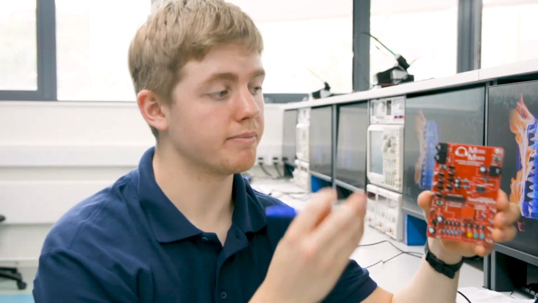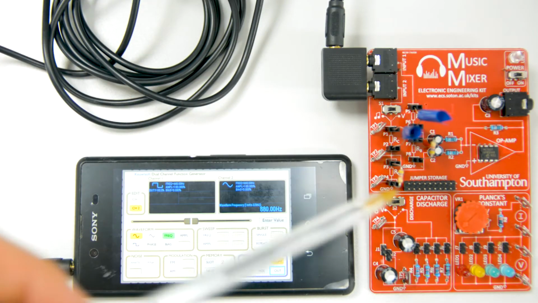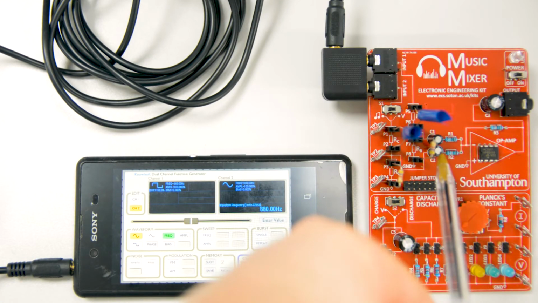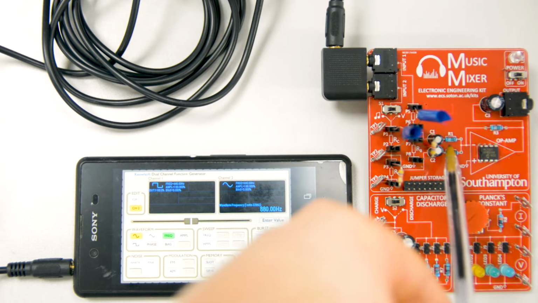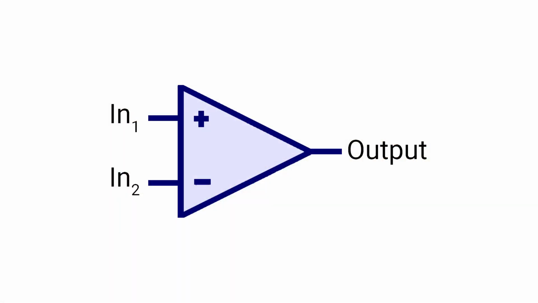So as you already know, the audio will come in through the audio jacks, through the potential divider, through the filtering capacitors to remove any DC offset, and then into the actual op-amp stage, or the bit that does the mixing in the circuit. So an op-amp is a high-gain differential amplifier.